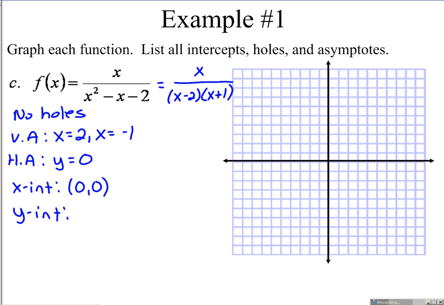Y-intercept, plug in 0 for x. We get 0 over -2, which is also 0, 0. Start sketching what we have. Horizontal asymptote, y equals 0. Vertical asymptotes at x equals -1 and x equals 2. The only point that we know here is we have an intercept at 0, 0.